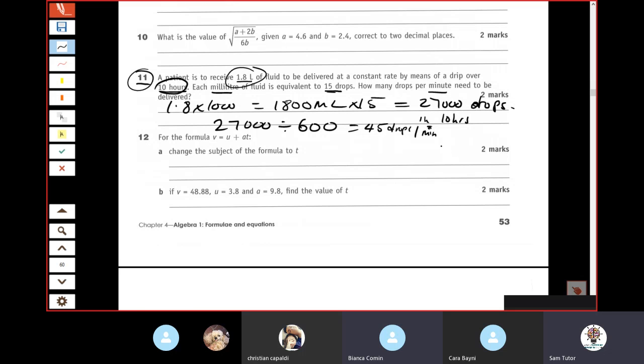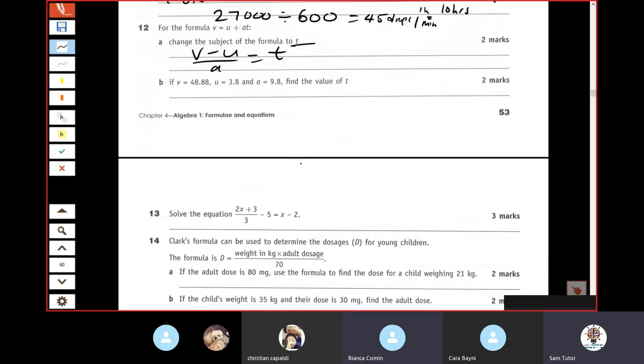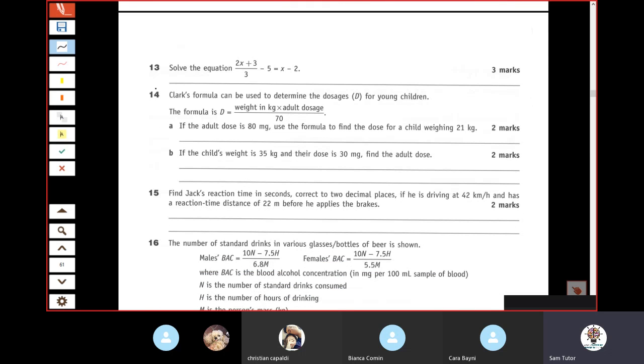Cara, Dahlia, that all makes sense? Yeah. Make T the subject, well that's easy. V minus U, you subtract the U, you divide by the A. Find T, just sub them in. Simple stuff. All right, I am going to make you do 13. I'm just going to warn you: careful with the 3. When you multiply it, just be careful. That's my clue. Let's see if you guys make a mistake.